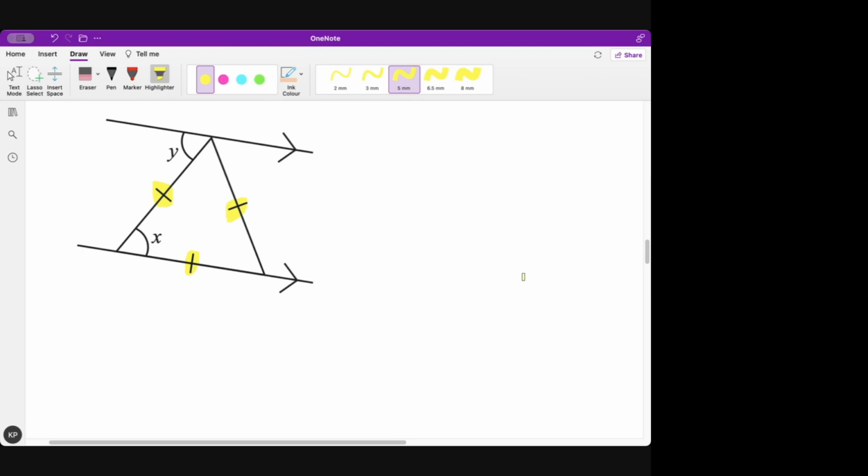Oh, I see. Lucieva already told me. It's an equilateral triangle. So that means x is equal to... I see Lucieva already posted it. But that means x is equal to 60, because this is an equilateral triangle. And if x is equal to 60, how much is y? If x is 60, then y is 60 as well. But what is the reason for that one?